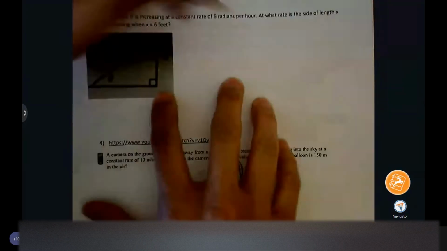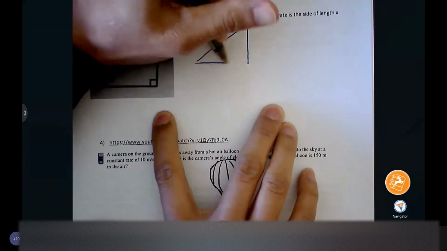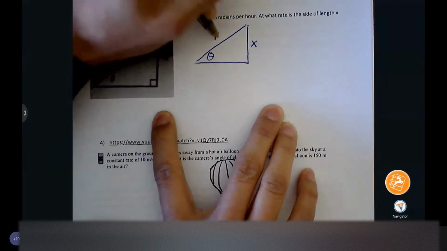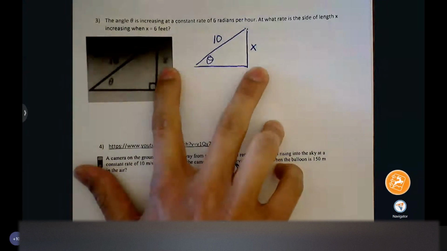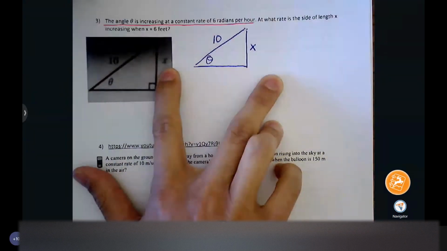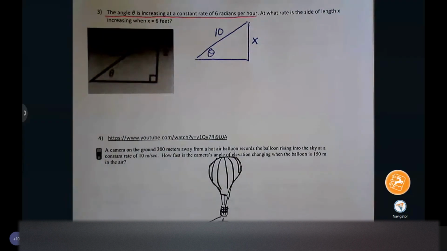So we have a triangle here. It's a little hard to see, so let me redraw this. Okay, so there's our starting diagram here. It says the angle theta is increasing at a constant rate of 6 radians per hour. This sentence, can we identify what that 6 is referring to? Which variable is that referencing?